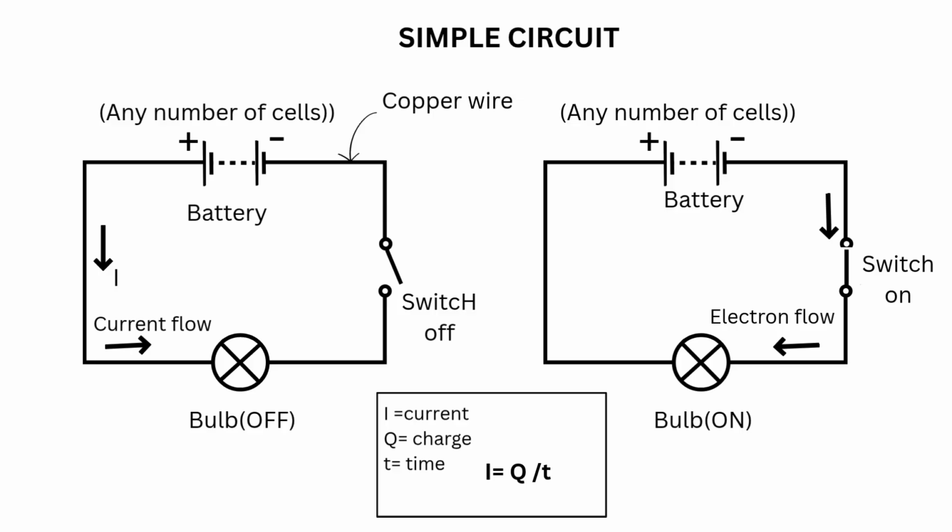The figure shows a light bulb, switch, and battery connected by copper wire. This conducting path through the switch, bulb, copper wire and battery is called a circuit. When the switch is on, it closes the circuit and makes a complete path.